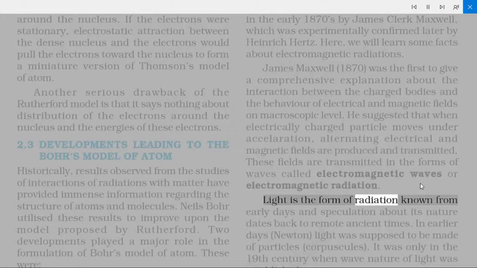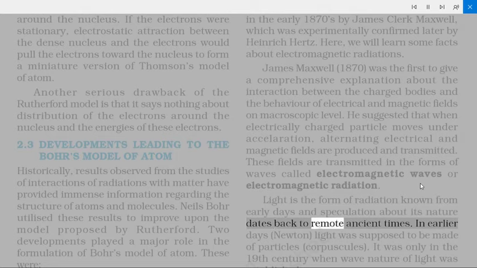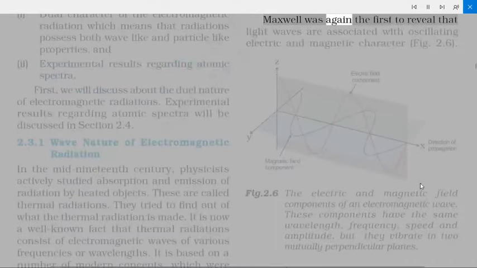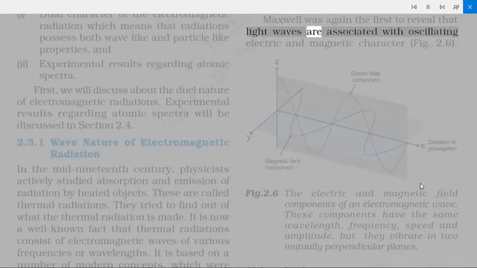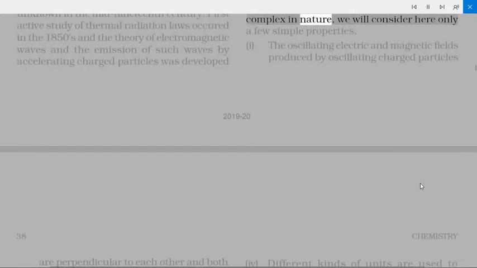Light is the form of radiation known from early days, and speculation about its nature dates back to remote ancient times. In earlier days, according to Newton, light was supposed to be made of particles, corpuscles. It was only in the 19th century when wave nature of light was established. Maxwell was again the first to reveal that light waves are associated with oscillating electric and magnetic character, Fig. 2.6. Although electromagnetic wave motion is complex in nature, we will consider here only a few simple properties.